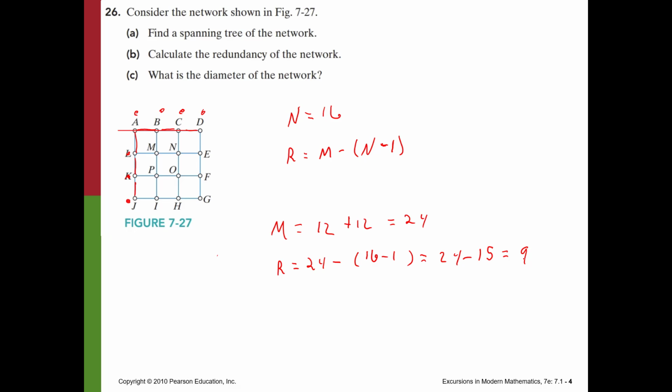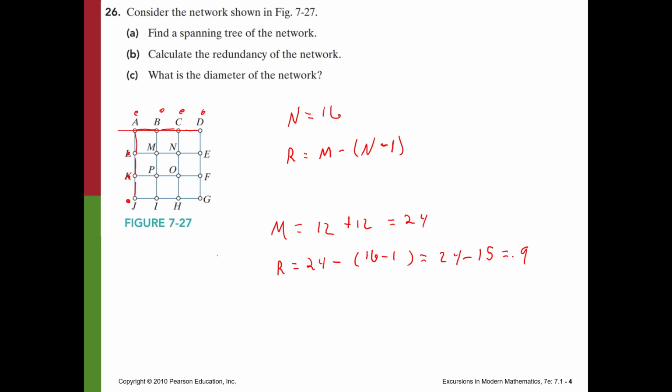And now, unfortunately, I erased my tree so that I can make it easier to count. But if you look at your spanning tree in part A and counted the edges that you didn't use, you should have 9 edges. Right, so that would be a good check there.